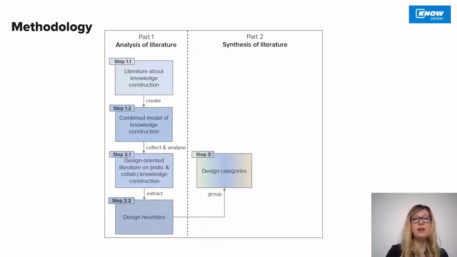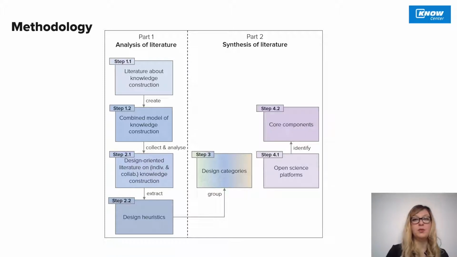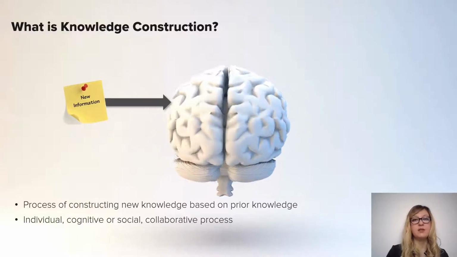In parallel, we reviewed popular open science platforms and identified their common core components. We then mapped the design heuristics onto these core components. This mapping results in a set of design implications, by which we mean suggestions for the design of knowledge construction in open science platforms. What is knowledge construction?